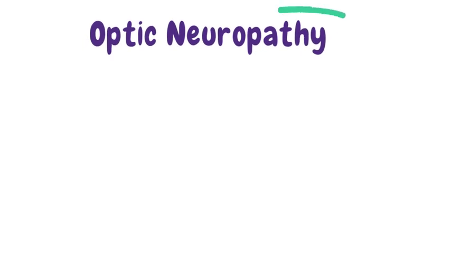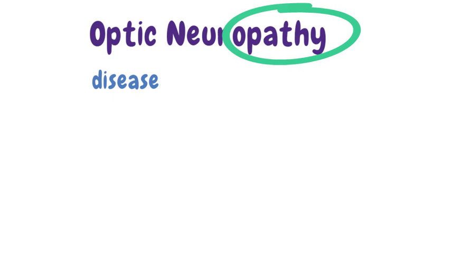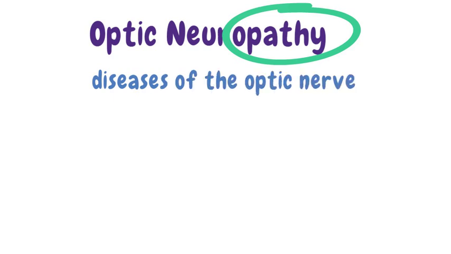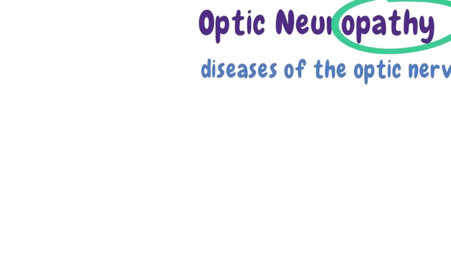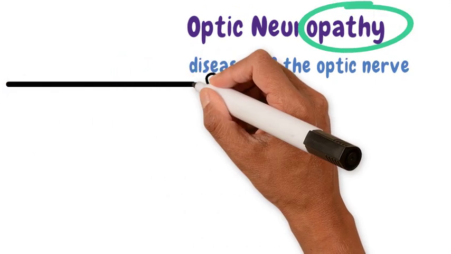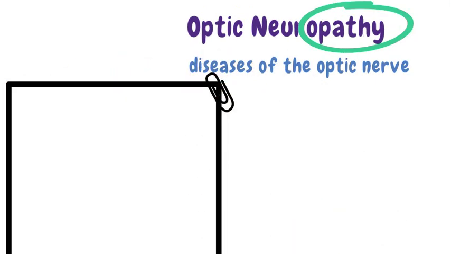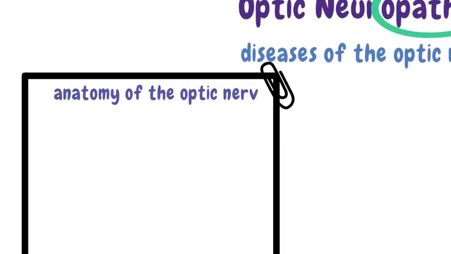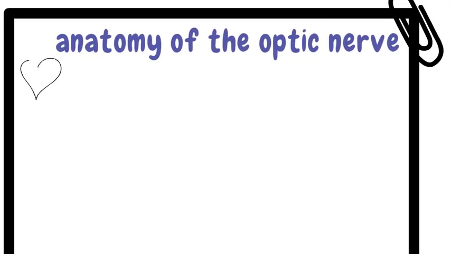What's meant by optic neuropathy? As we know, neuropathy is a disease. So, optic neuropathy is a disease or diseases of the optic nerve. Before we start with the diseases of the optic nerve, let's start quickly with the normal anatomy and physiology of the optic nerve. Simply, the optic nerve is composed of four parts mainly.